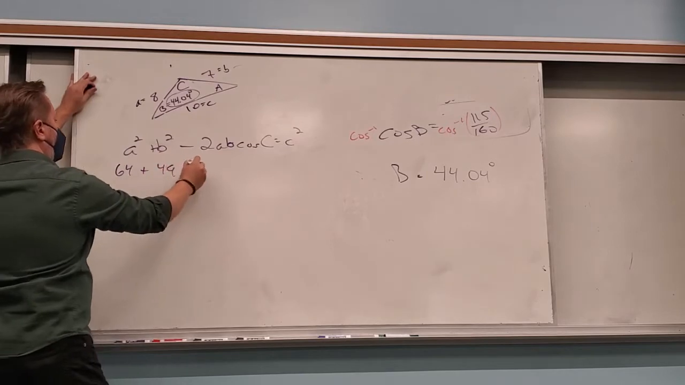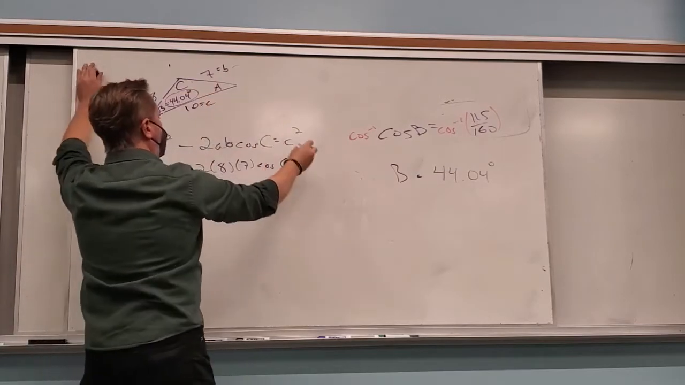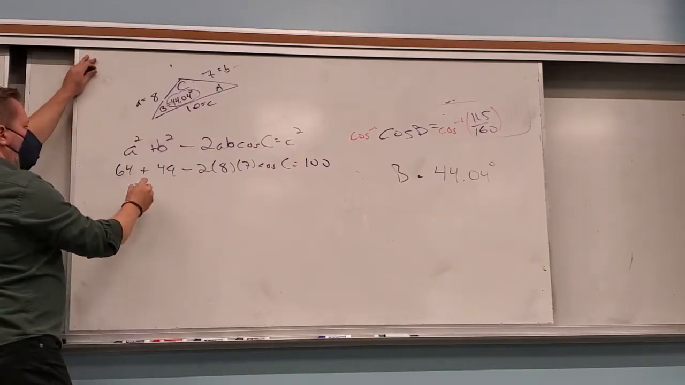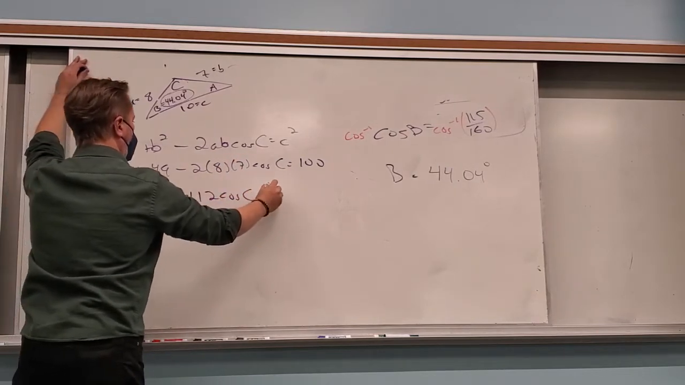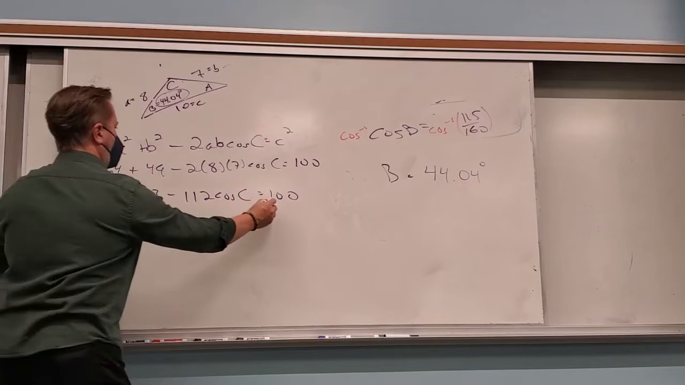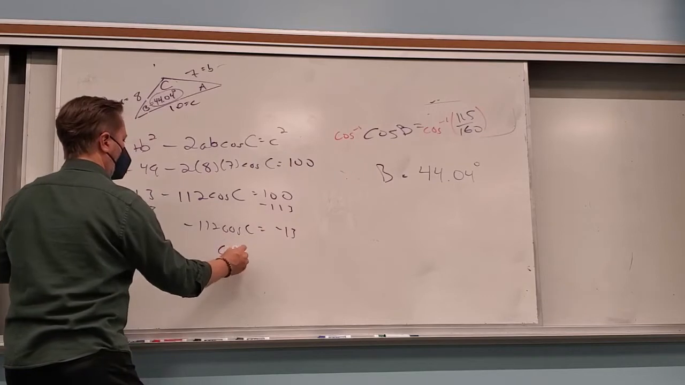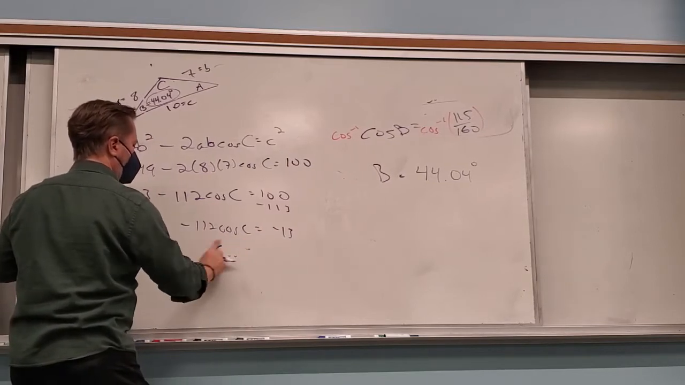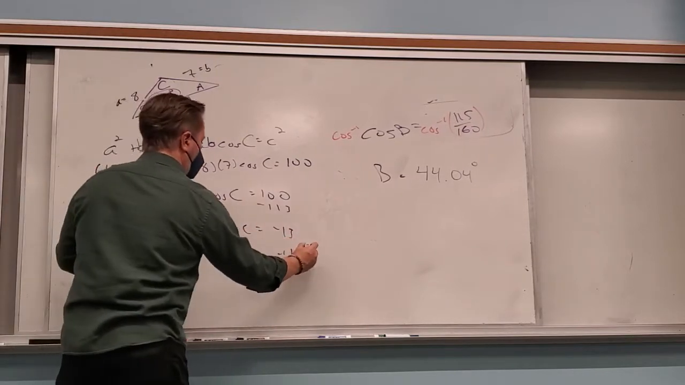64 plus 49 minus twice 8 times 7 cosine C equals 100. I get 113 minus, what is this, 112? I believe. Yes, okay. Same stuff, right? The exact same steps, just different numbers showing up. Subtract. The negatives cancel out. I get C is the inverse cosine of 13 over 112.